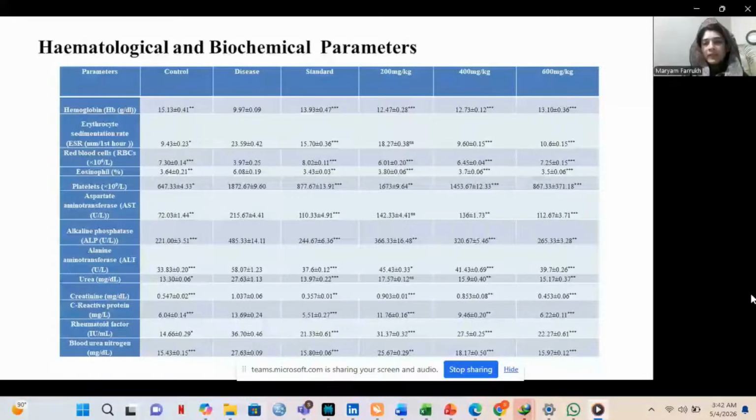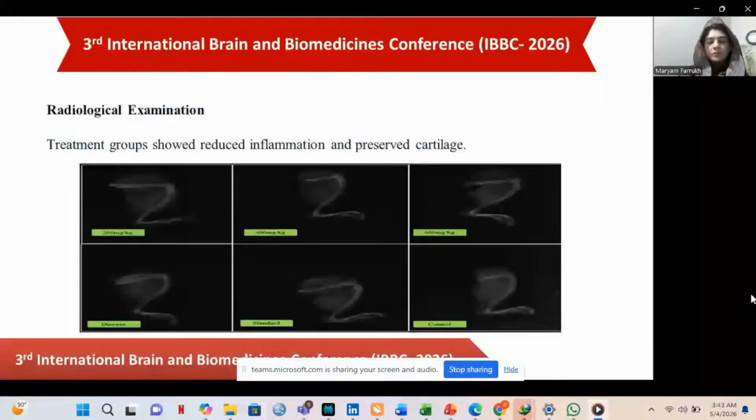CRP level was significantly high in the disease group, which showed the inflammation or infection in the animals, and similarly, rheumatoid factor value was 36.70, which was highest compared to the rest of the groups, which means that rheumatoid factor was present in the animals. Next are the results of radiological examination. Treatment group showed the reduced inflammation and preserved cartilage, while in the disease group, the inflammation was highest, along with the degradation of joints and bones.